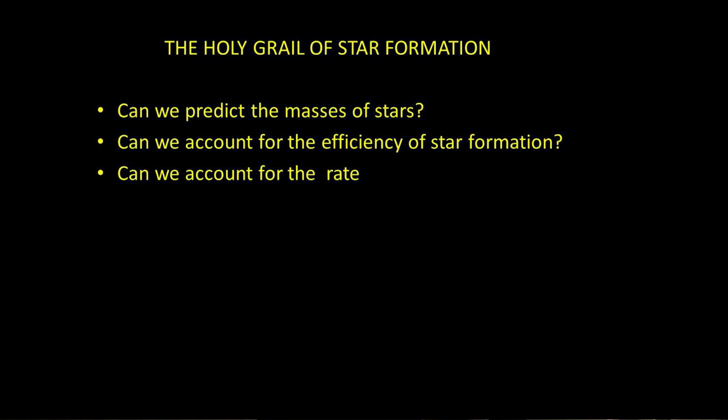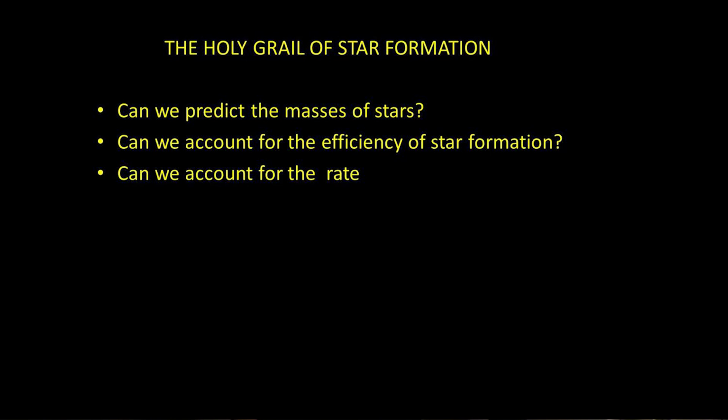And can we understand why it is that some regions make stars, others make stars much more efficiently? You saw that incredible density of stars in the center of the Milky Way. How on earth did that come about, that all those stars packed together? And other regions are quite dark, relatively dark. And can we account for the rate, how rapidly stars form?